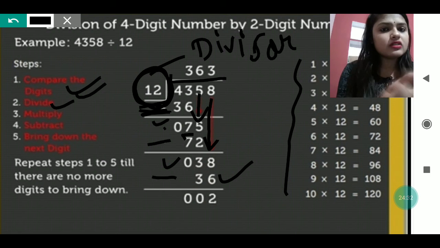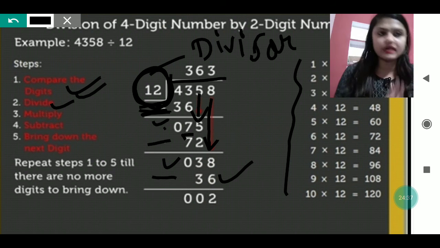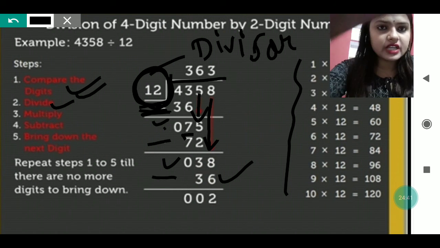Bring down the next digit. Whenever we are bringing down the next digit, the arrow sign is a must. The arrow sign is compulsory. The next question, one more question I have, just see.